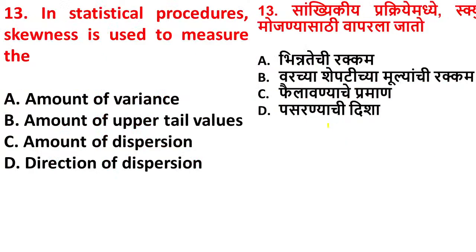Yes, question number 13. In statistical procedures, skewness is used to measure the: option A, amount of variance; option B, amount of upper tail values; option C, amount of dispersion; option D, direction of dispersion. Yes, skewness is used to measure the amount of dispersion. So option C is right here.